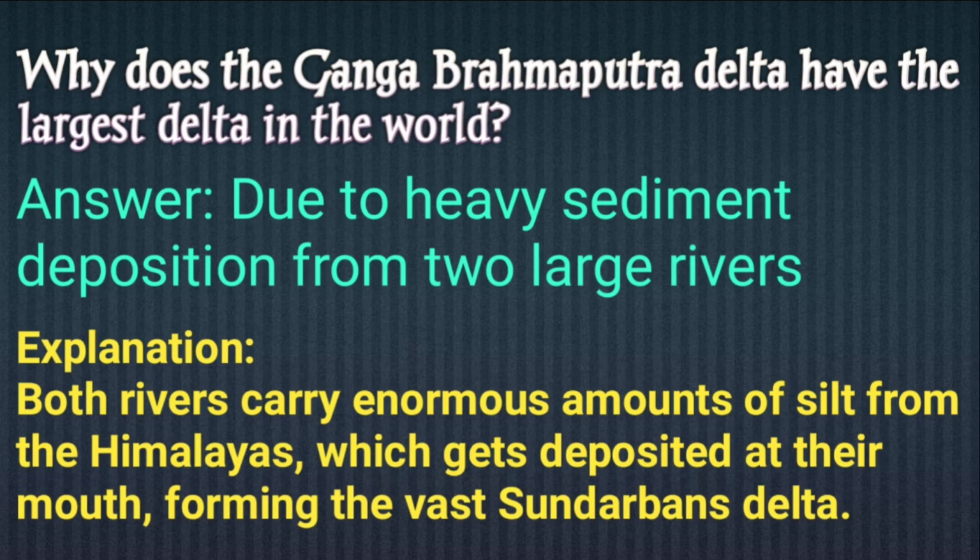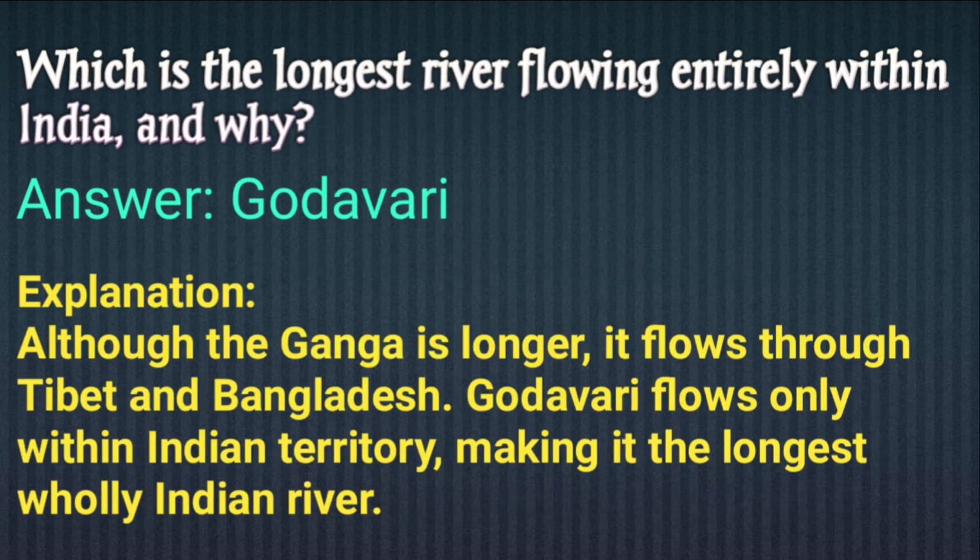Why does the Ganga-Brahmaputra Delta have the largest delta in the world? Answer: Due to heavy sediment deposition from two large rivers. Explanation: Both rivers carry enormous amounts of silt from the Himalayas, which gets deposited at their mouth, forming the vast Sundarbans.